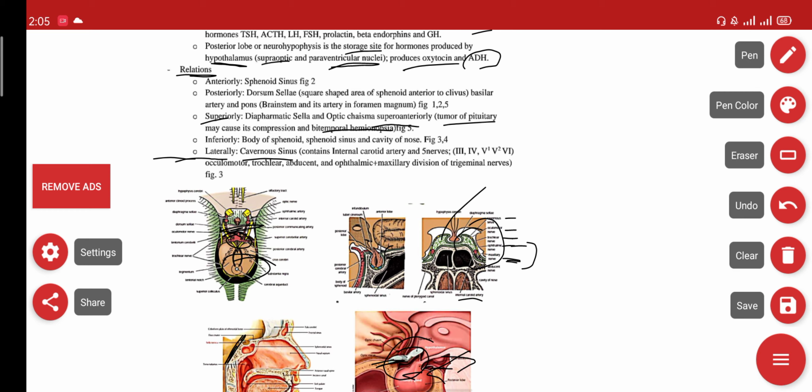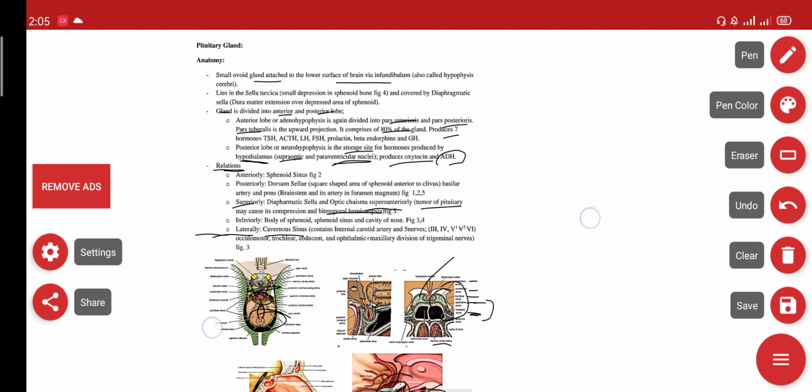So if there is any compression caused by the pituitary, it will cause deterioration of these nerves, and you will see nerve palsies of these nerves. So that is all about the anatomy of the pituitary gland.